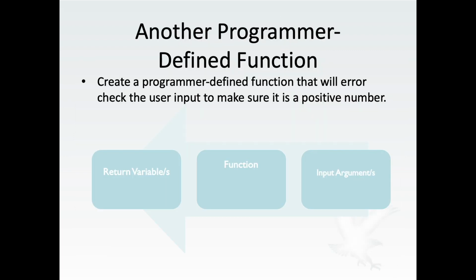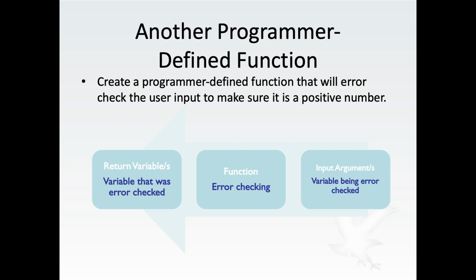This is our last programmer-defined function. Now we are going to create a programmer-defined function that is going to error check the user inputs. So again, the function purpose is error checking. My input argument is going to be the variable that's being error checked. I actually have two different variables I will be error checking, but I will only look at one at a time inside the programmer-defined function. And then the return variable will be the variable that was error checked. So again, I'm taking variable a in, for instance, and then outputting variable a after it's checked.